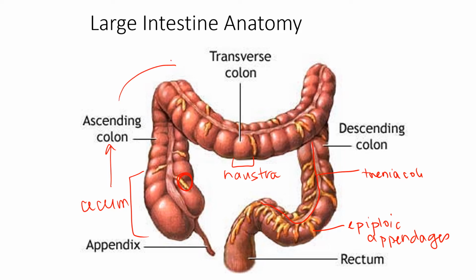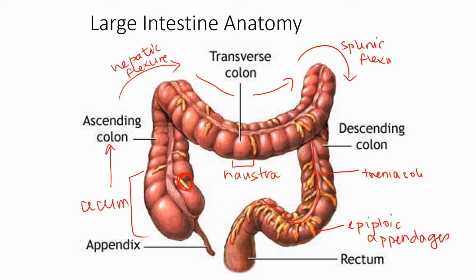There's going to be a turn here. The liver sits here, so we call this the hepatic flexure. We come across through the transverse colon this way, and we make another turn over here. This one is called the splenic flexure because, of course, the spleen sits in that neighborhood. We travel down to the descending colon. We make an S-shaped curve here, which is actually not labeled on this image. This S-shaped curve is called the sigmoid colon. And then finally, it straightens out down here at the bottom, and that's called the rectum.